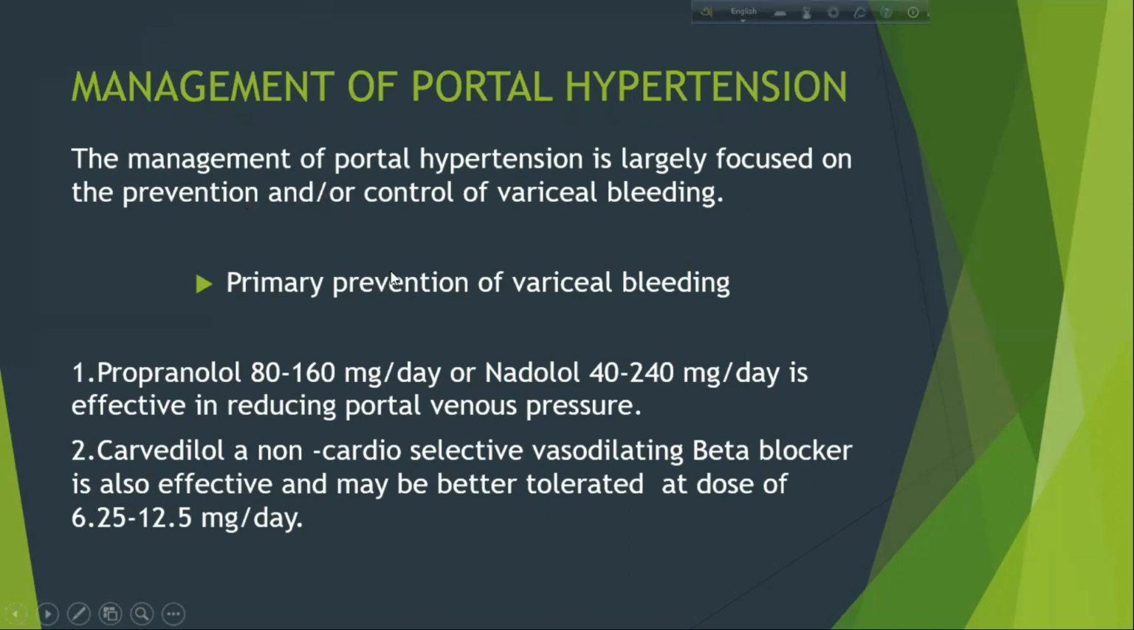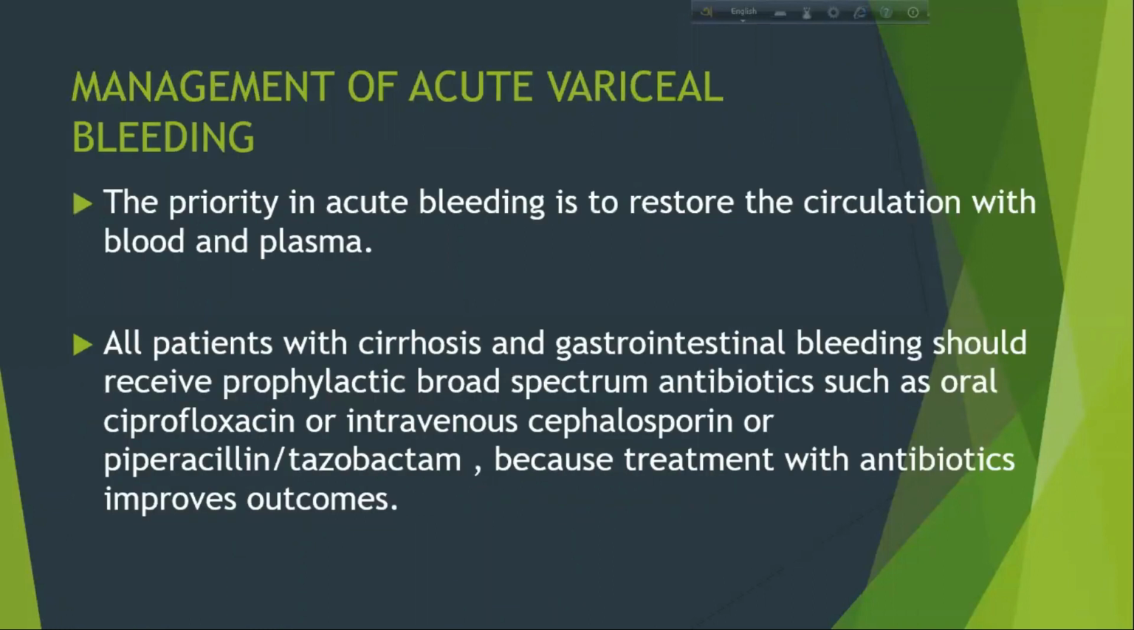Number one, propranolol 80 to 160 mg per day or nadolol 40 to 240 mg per day is effective in reducing portal venous pressure. Carvedilol, a non-cardioselective vasodilating beta blocker, is also effective and may be better tolerated at a dose of 6.25 to 12.5 mg per day. Management of acute variceal bleeding.